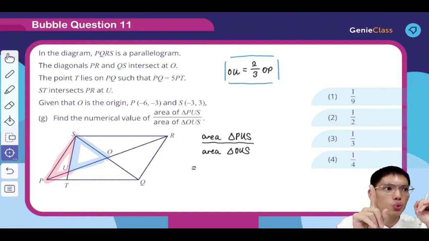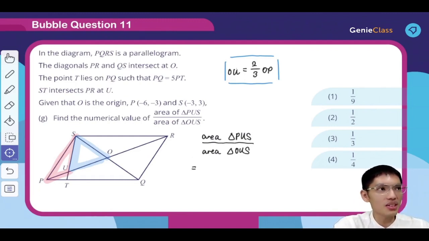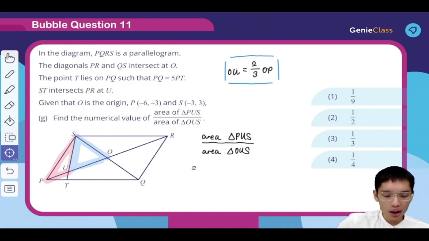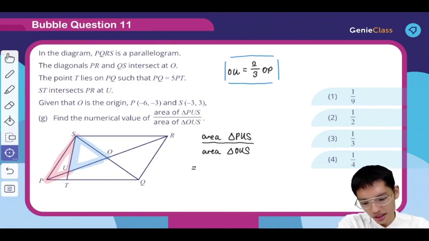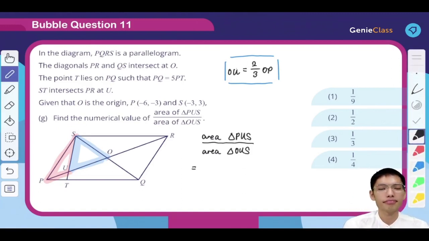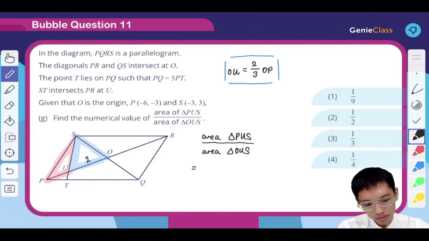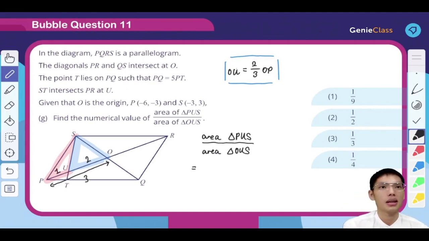3, 2, 1. Alright, I'll need to go through this, so listen up. PUS, you realize, is this particular triangle here. OUS is this particular triangle over here. Nothing is given to us, so how do we even find out the area in the first place? The only thing we know, OU is 2, OP is 3 in ratio. So in terms of units, can we say this is 1? Makes sense, right? Now let's bring it up.